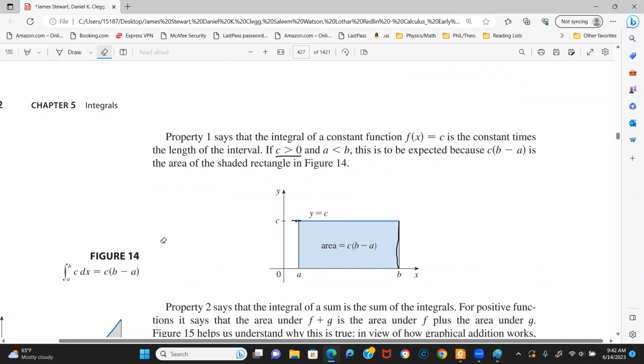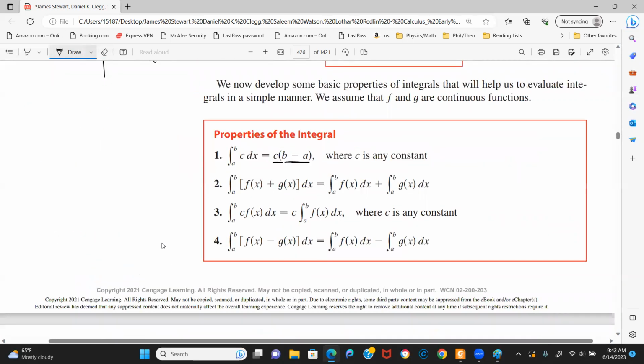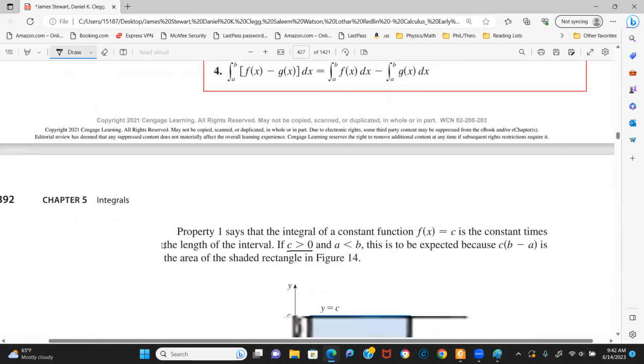So that one should hopefully make some sense there. And then 2 is hopefully pretty reasonably true, and that's because if you take the sum of two things, I mean, I won't even try to explain it in words. There's a proof. It's very trivial.